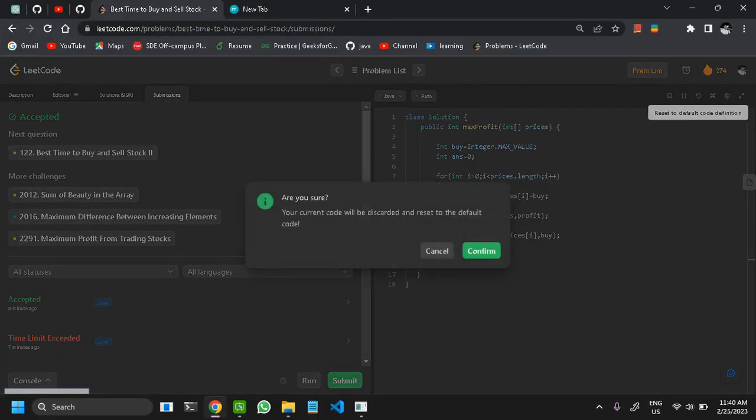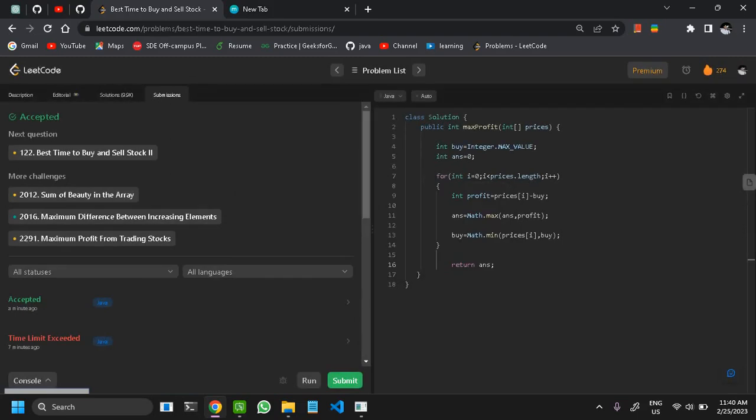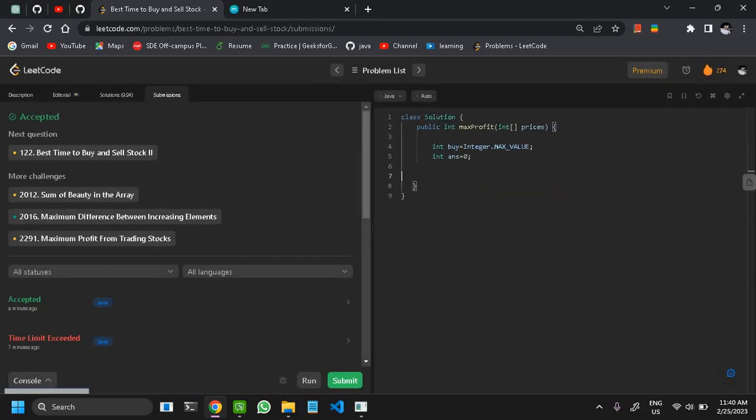Now let me remove this, and I'm going to have my selling price instead of my buy price, and it is going to be my min value because I have to maximize it. So I will start from prices.length minus 1, and this will be equal to my i. After that, i greater than or equal to 0 and i minus minus. What I'm going to do is my selling price is going to be the maximum of my current price and the selling price that I already have.